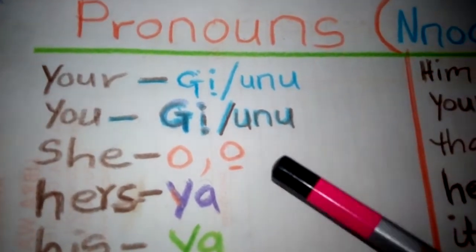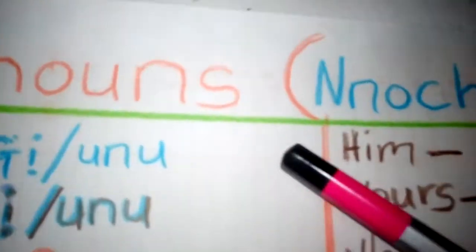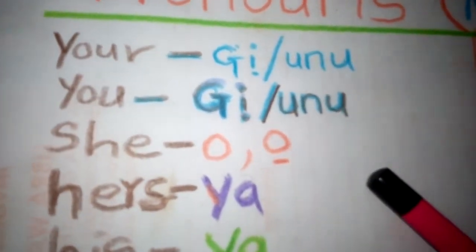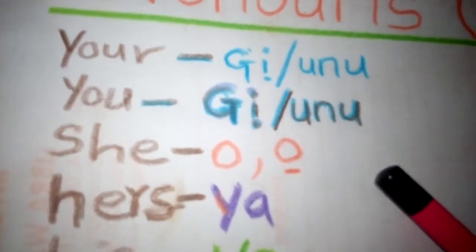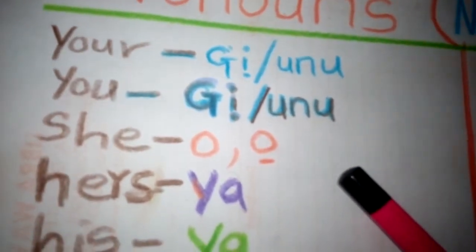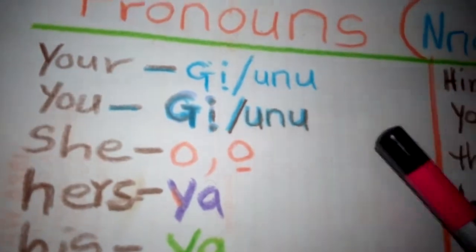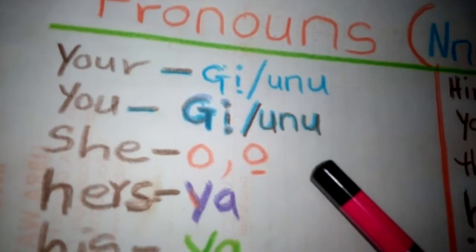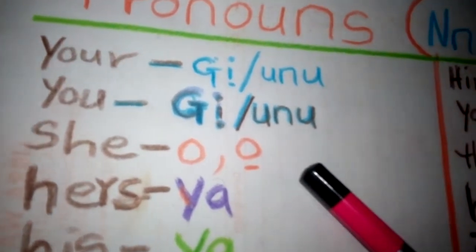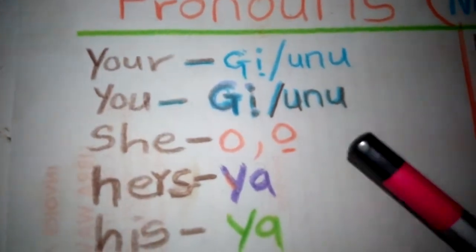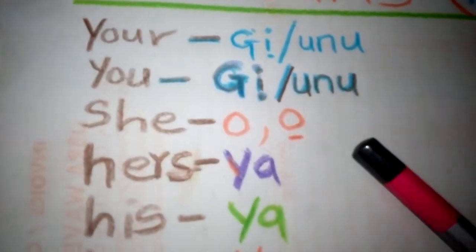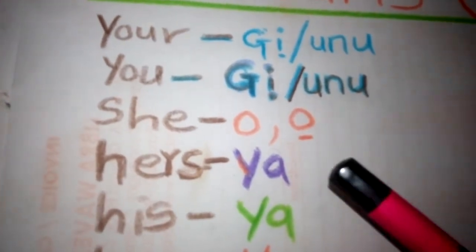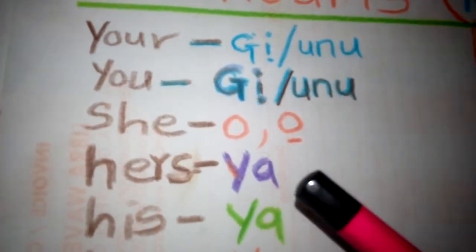Okay, pronoun is nochiaha in Igbo language. Pronoun is any word that is used to replace a noun in a sentence. Like, David is coming. You want to replace David with a pronoun. You say he is coming. He in the sentence is replacing David, and that is a pronoun.